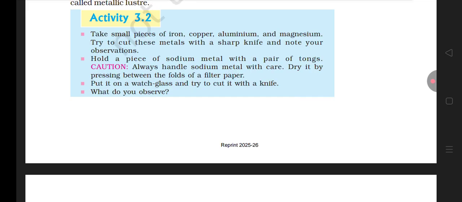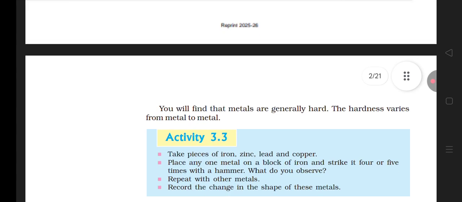So what you have to do is take the sodium metal and try to cut it. Now put it in the watch glass and try to cut it with the knife. What do you observe? You will observe that sodium metal is a metal that we can easily cut, isn't it? You will find that metals are generally hard. The hardness varies from metal to metal. So basically they are talking about sodium as an exception.